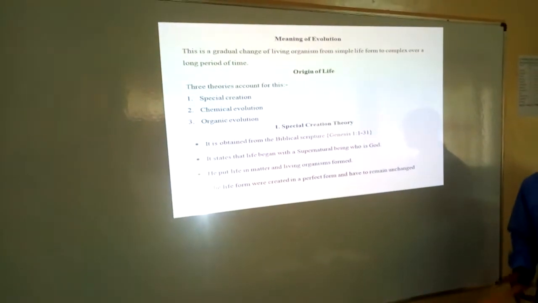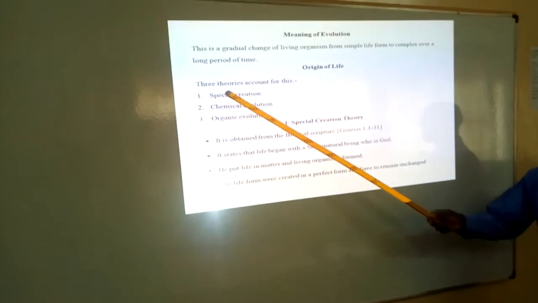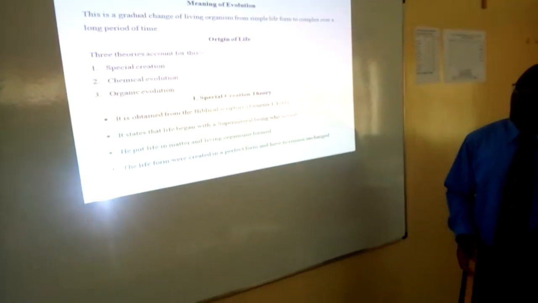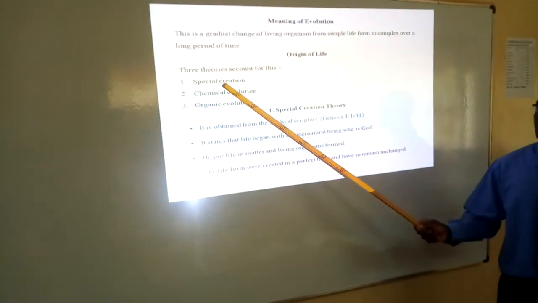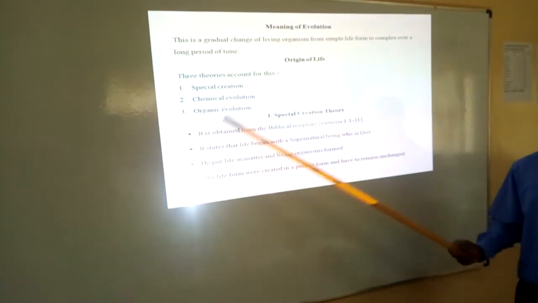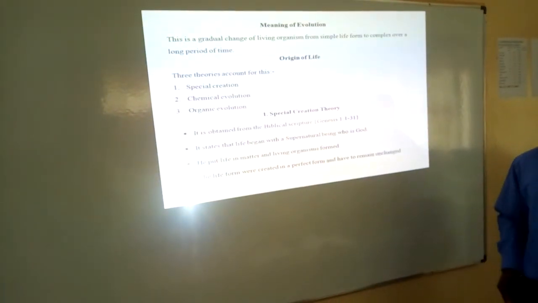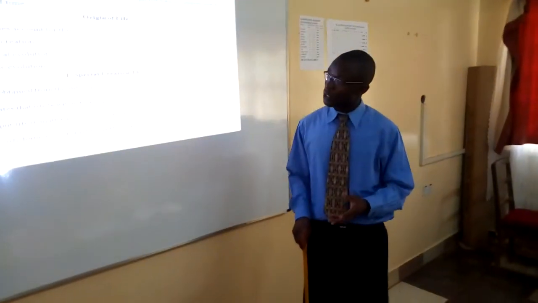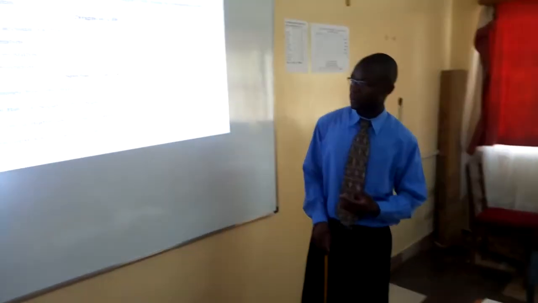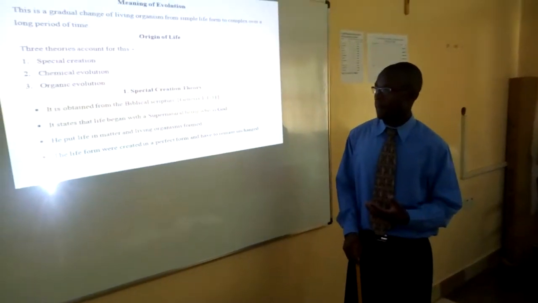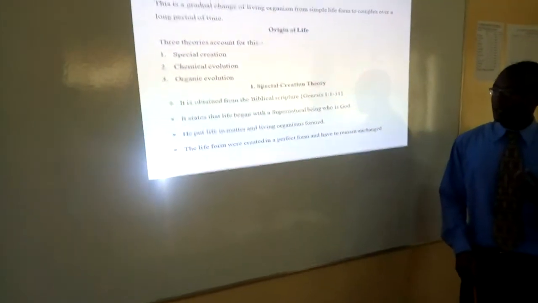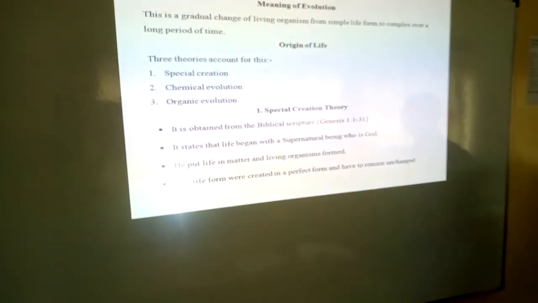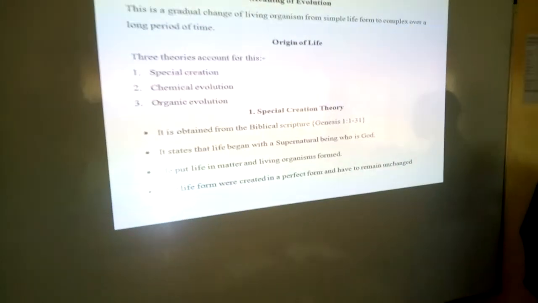Origin of life. We've got 3 theories that account for the origin of life. 1, special creation. 2, chemical evolution. 3, organic evolution. Special creation theory. What is it? It states that life began with a supernatural being, and this supernatural being is God.